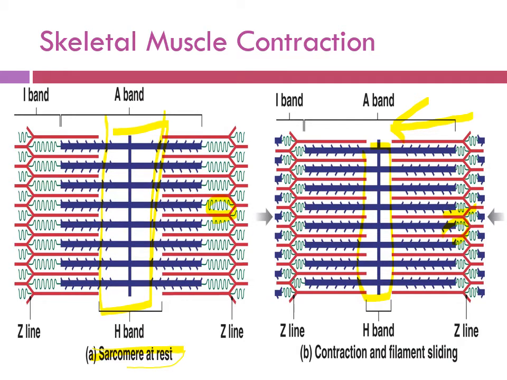So the actin is the same length, the myosin is the same length, but the actual actin fibers are sliding along the myosin fibers so that they are coming closer to the M line and shortening that muscle. This is the sliding filament theory.